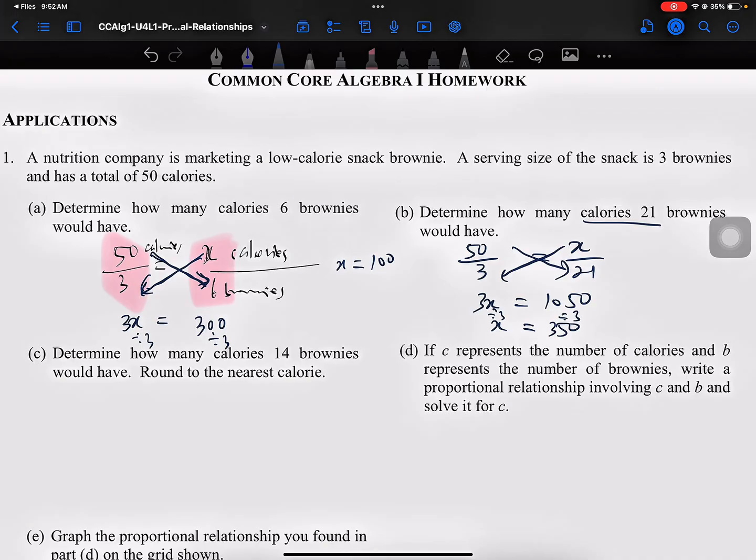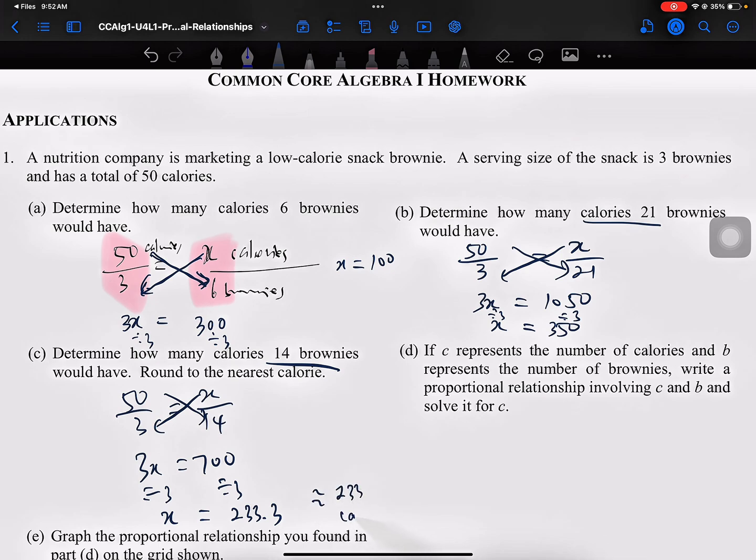C, determine how many calories for 14 brownies. Same, 50 over 3 equals x over 14. So cross multiply, it gives us 3x equals 700. Divide both sides by 3. It gives us x equal to 233.3, so rounded, around 233 calories.